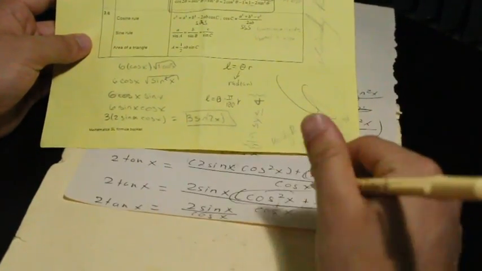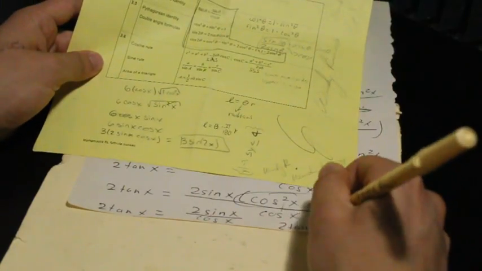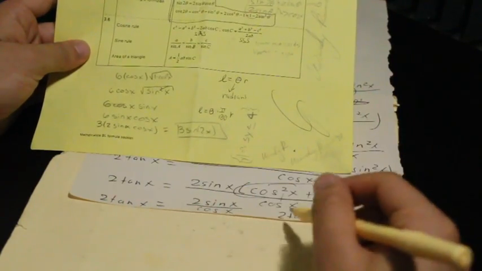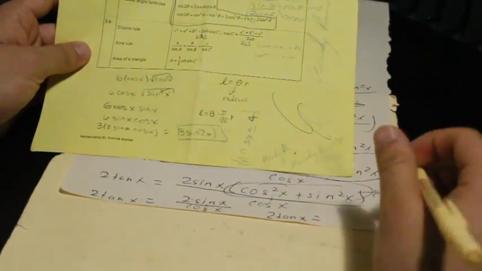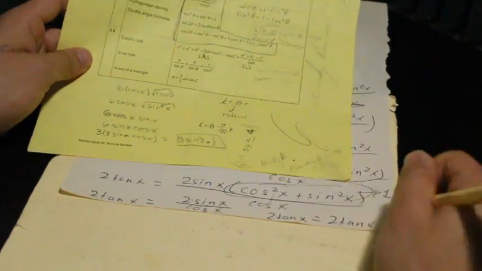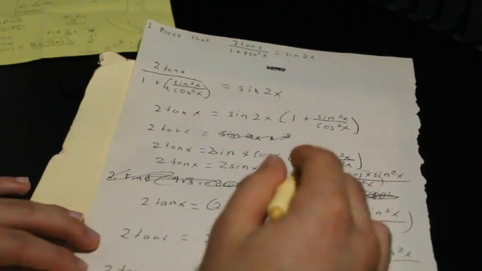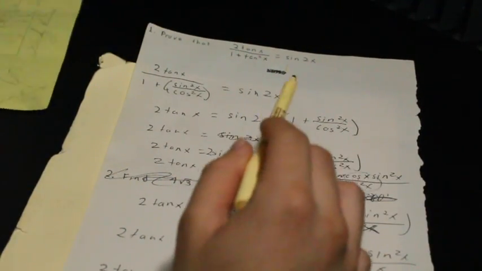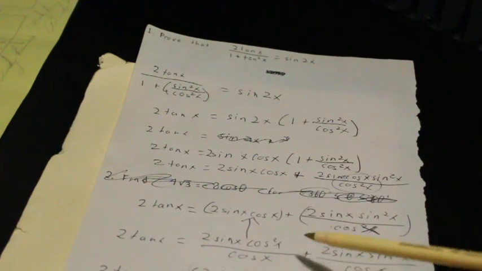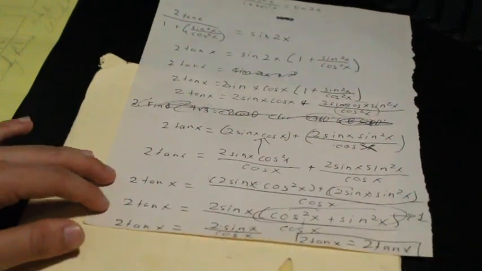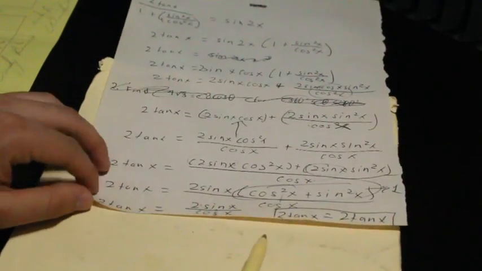This is equal to this, because 2 tangent of x is also this thing right here, 2 sine of x over cosine of x. So we proved that 2 tangent of x over 1 plus tangent squared of x is equal to sine of 2x by using our formula booklet, factoring out using our basic math, and then using our formula booklet again. So now let's go to the second problem.